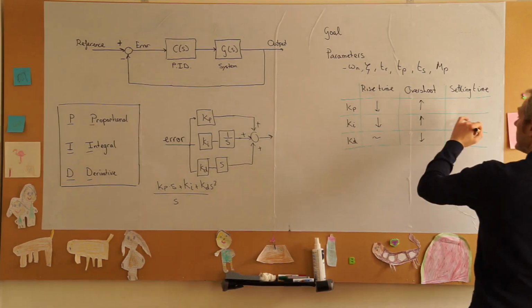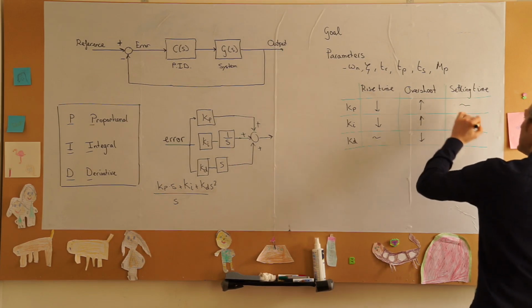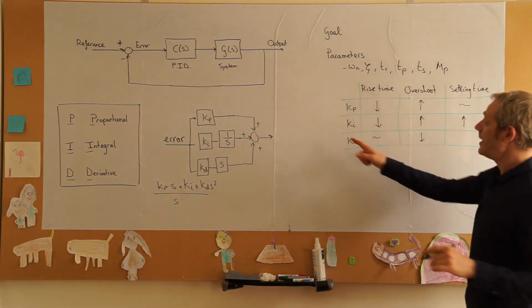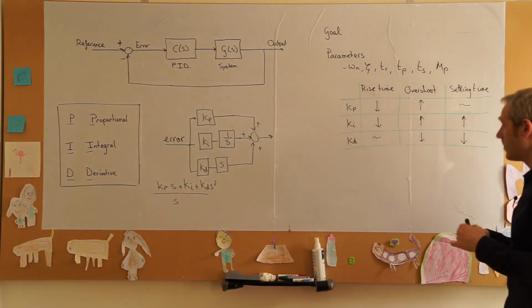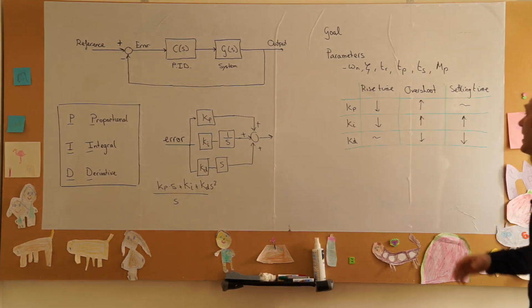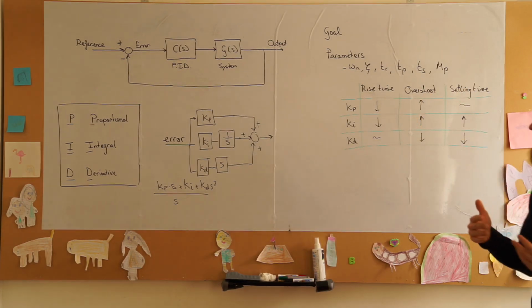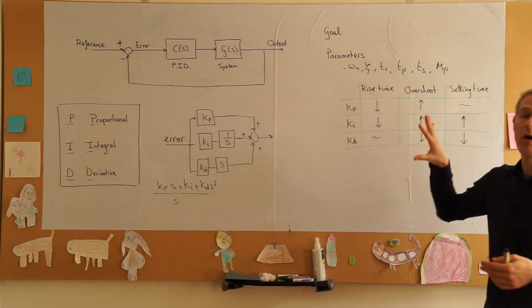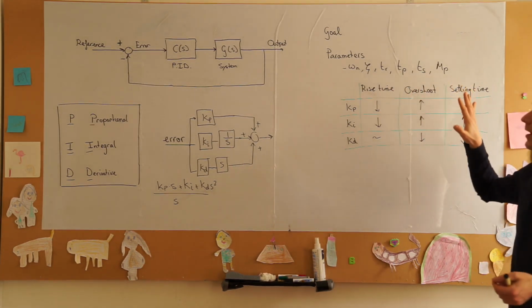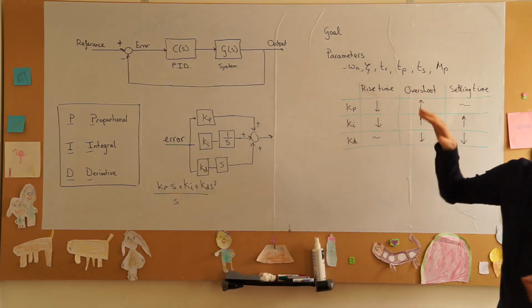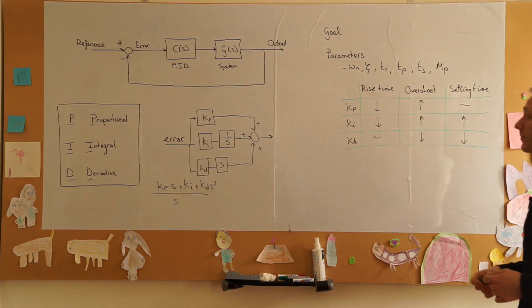And finally, there's a very small change in the settling time for Kp, and we have an increase in settling time if we increase our integral gain, and a decrease in settling time if we increase our derivative gain. But you can see already here that there's no way of getting an optimal solution. You will always be trading off different values for our behavioral properties.